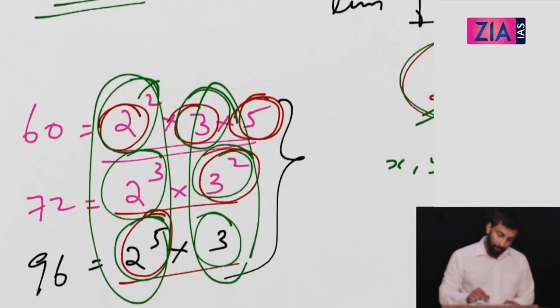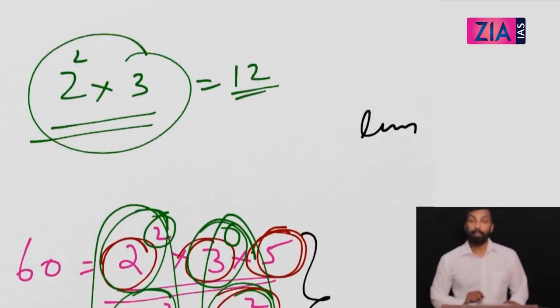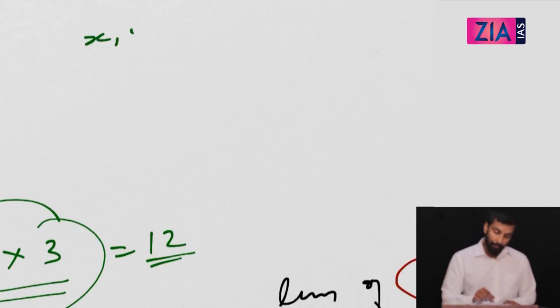So here the lowest power of 2 is 2, the lowest power of 3 is 1. So that's your answer, and your answer is 12. Then what is HCF? You need to find the HCF of x, y, z.